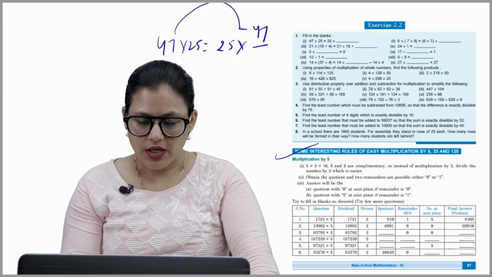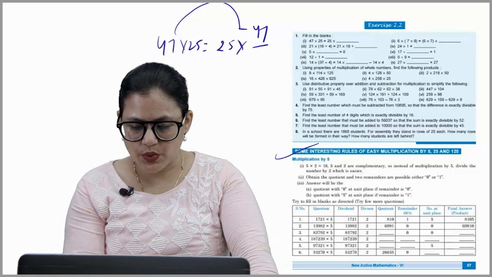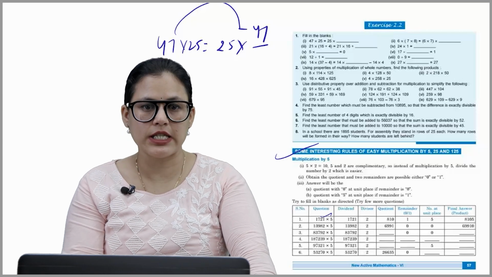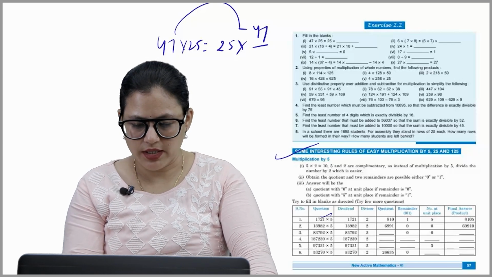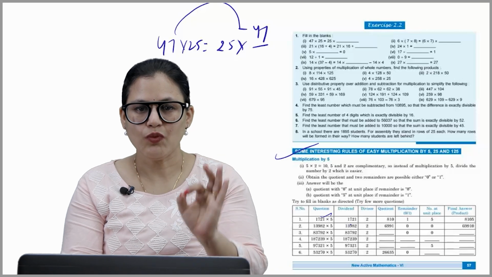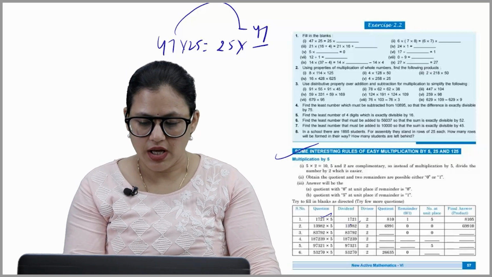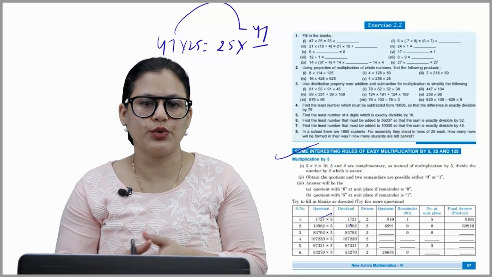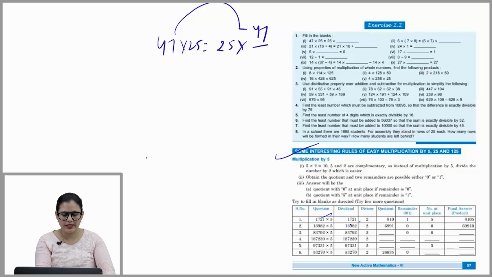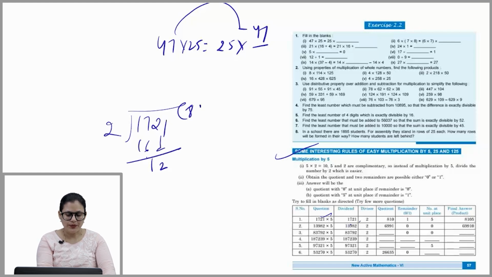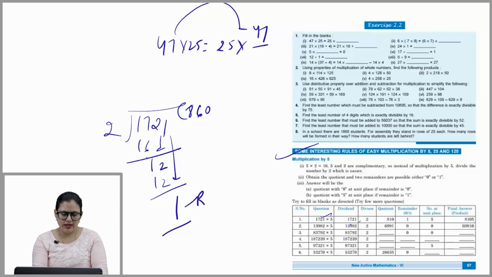Okay. See, 1721 into 5: the dividend is 1721, the divisor is what? 2. Okay, and the quotient is 860. How will we get the quotient? You will have to divide it. Okay, so let's divide it by 2. 2 8s are 16, 1 will bring down 2, 2 6s are 12, then 1, there is no more digit, so the remainder is 1 and this is the quotient.